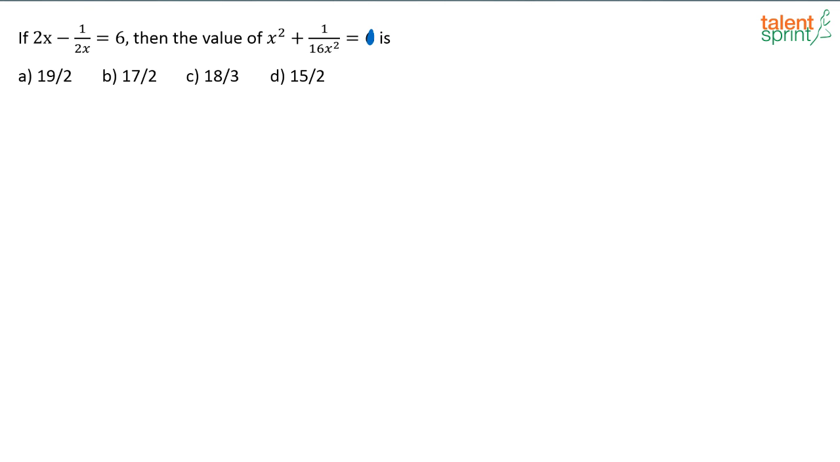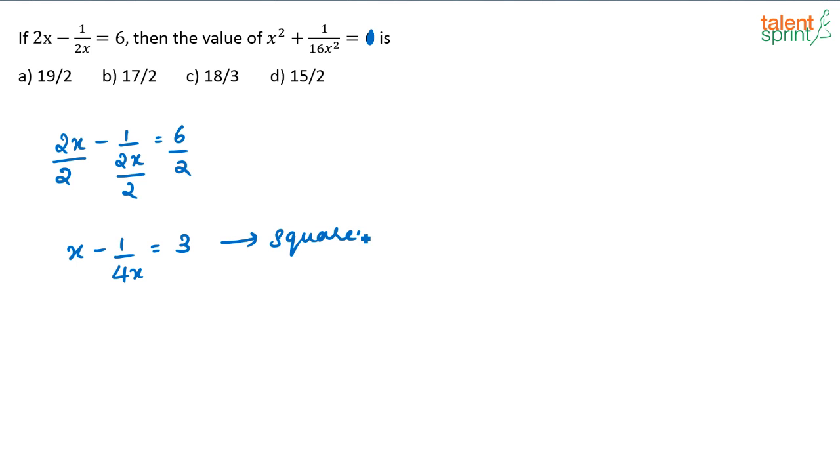Let me start solving it. How will you approach this question? What is given? 2x minus 1 by 2x is equal to 6. If I divide this full equation by 2, what will I get? I'm dividing by 2 throughout. So I will have x minus 1 by 4x is equal to 3. Now if I square on both sides, what will I get?